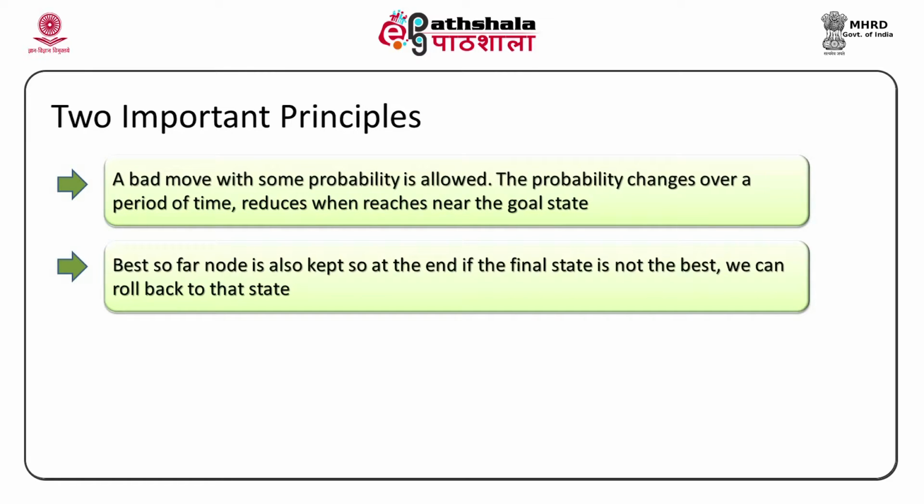So, if you are going down, it is quite possible that you allow a bad move and move to a slightly worse state, but you have still remembered the good state, so you can always go back to that state. Because we allow the bad state, you need to have this best-so-far. So, these are two important principles of simulated annealing.